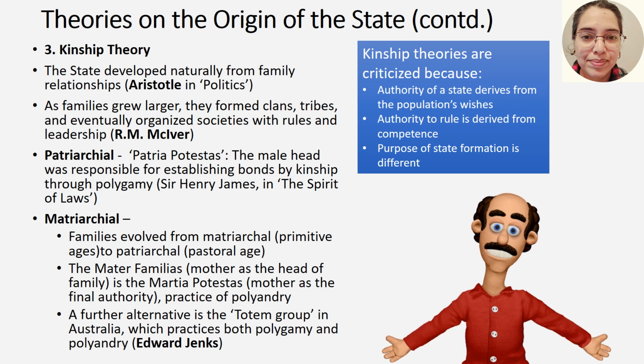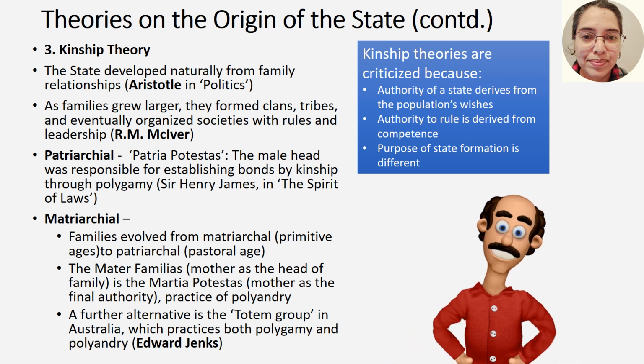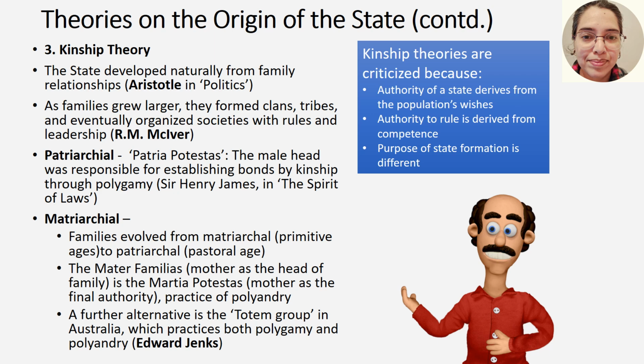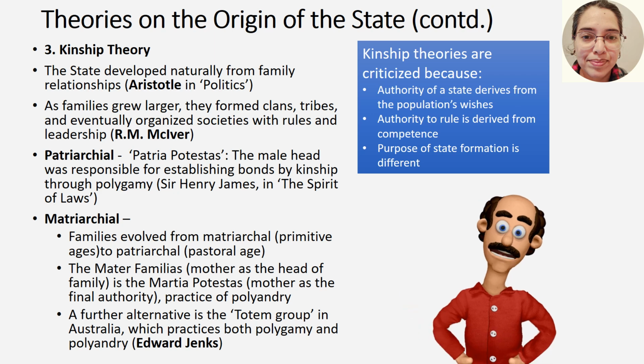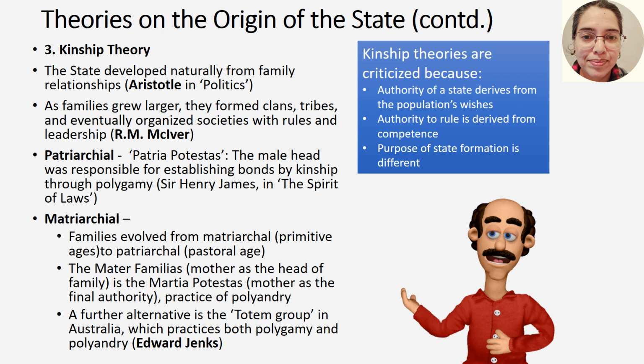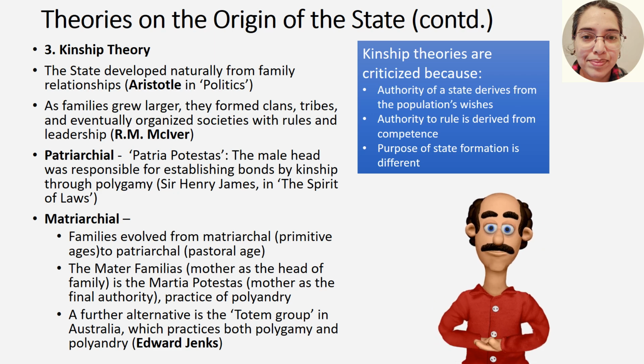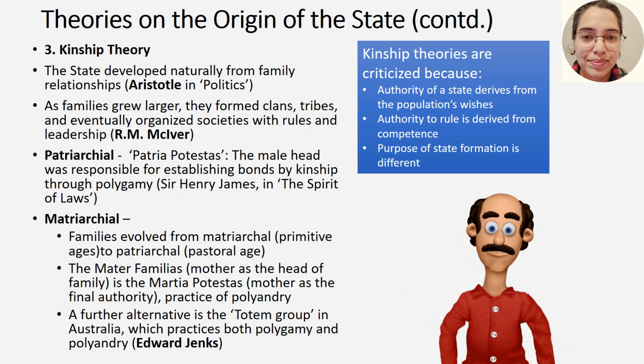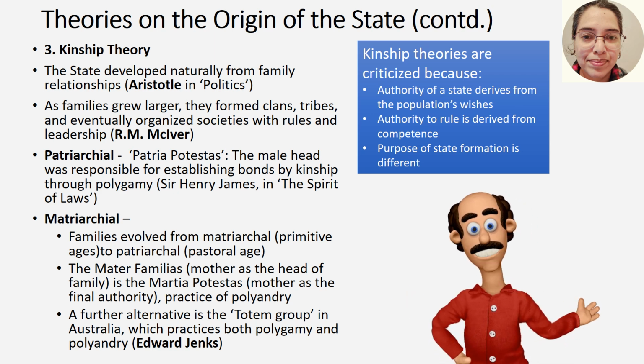Two main strands of kinship theory are patriarchal and matriarchal theories. Sir Henry Maine, in Ancient Law, described patriarchy as when the oldest male of the family assumes leadership and extends kinship bonds by polygamy, that is, taking many wives. This is also referred to as patria potestas. The matriarchal perspective argues the following.